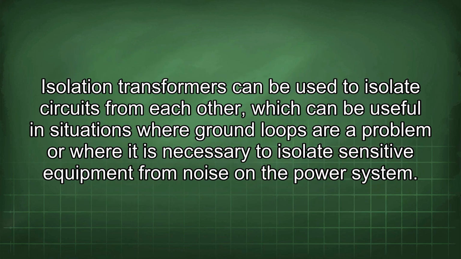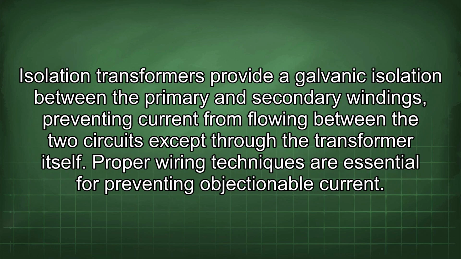Isolation transformers can be used to isolate circuits from each other, which can be useful in situations where ground loops are a problem or where it is necessary to isolate sensitive equipment from noise in the power system. Isolation transformers provide a galvanic isolation between the primary and secondary windings, preventing current from flowing between the two circuits except through the transformer itself.